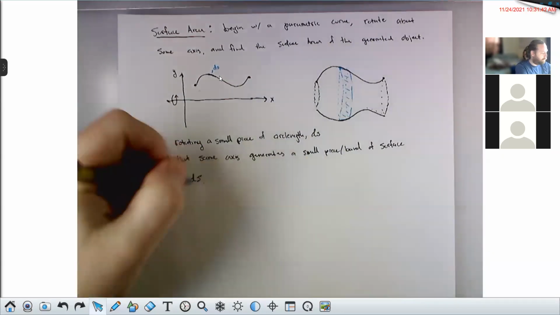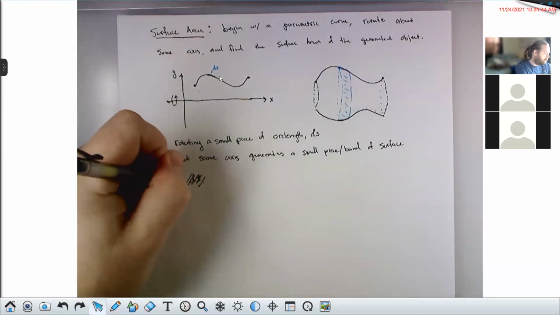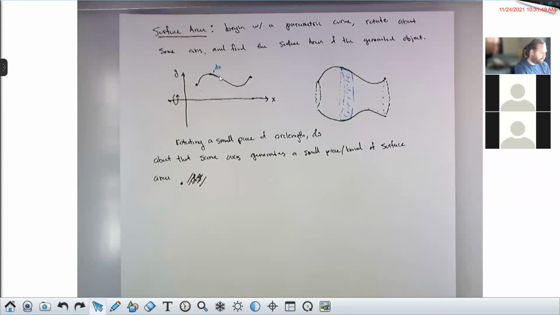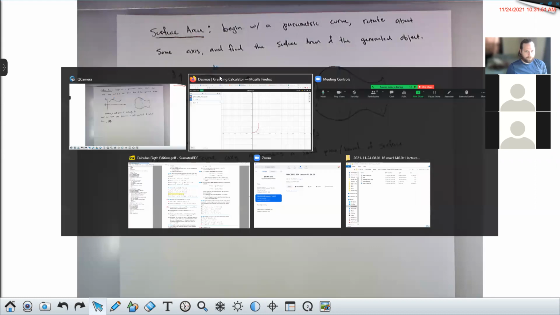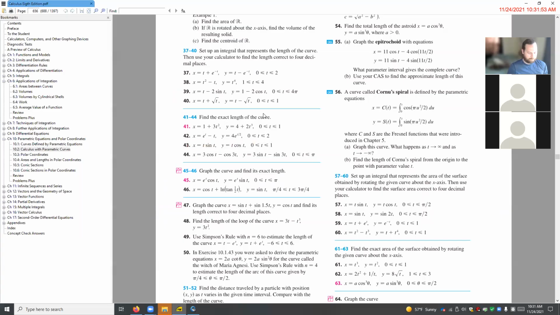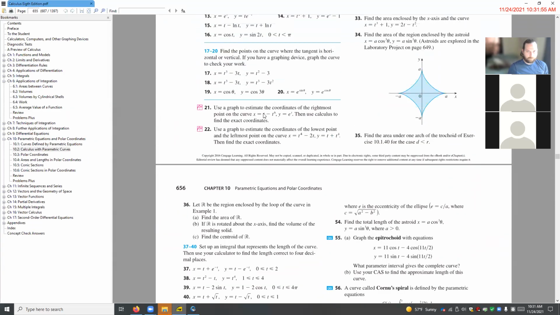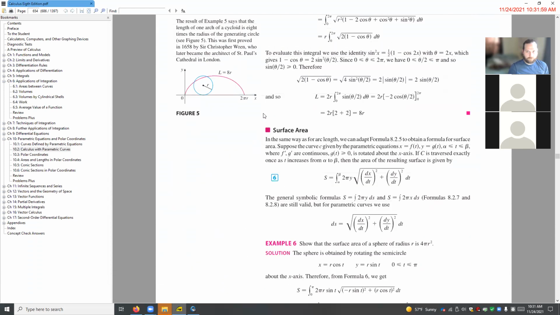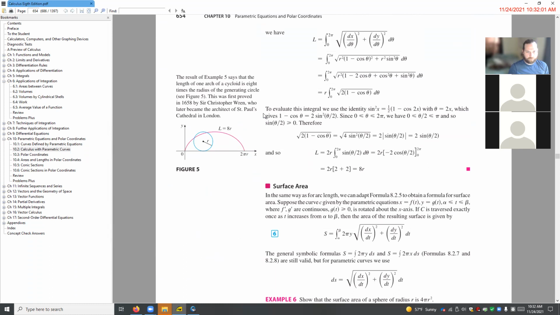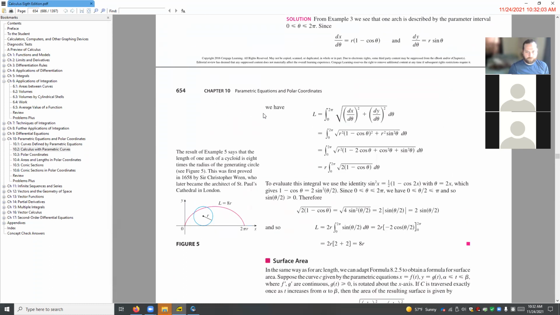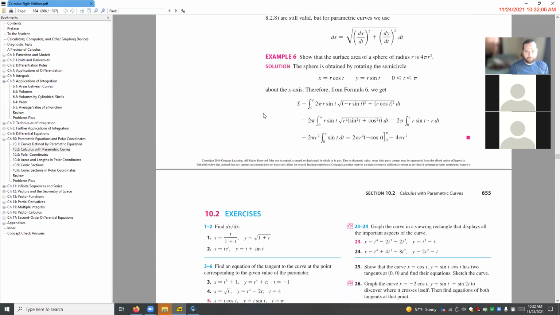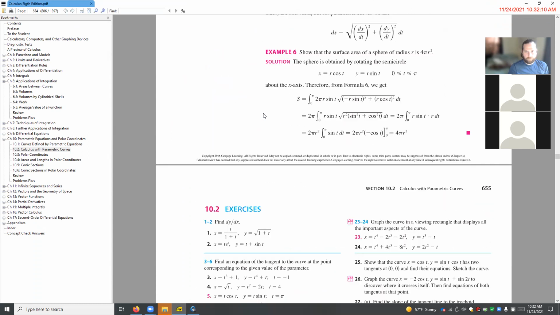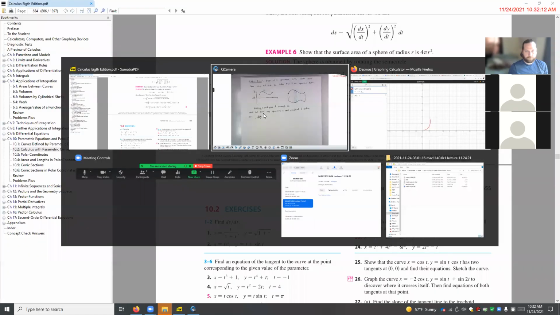I don't like this. Let me just leave this. Maybe dA. Let me actually see what your book uses. They use some messed up notation here. Yeah, they do. They call it S. All right. We won't mess with that. Oh, all right. That's fine.